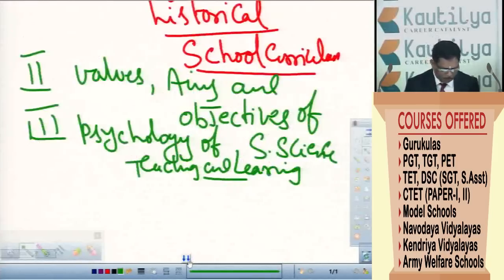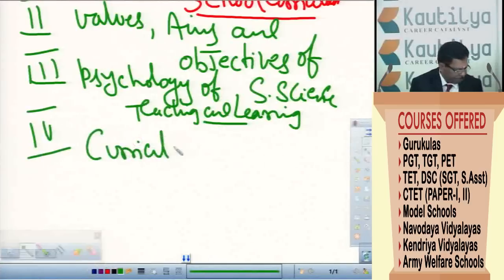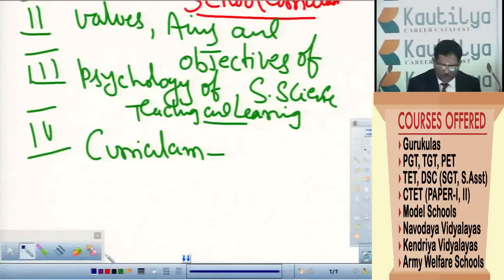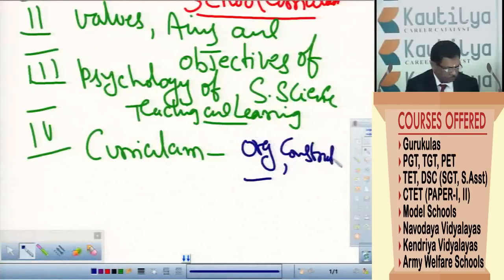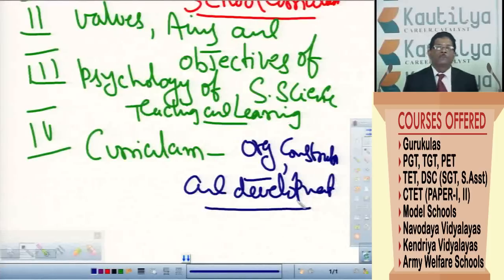Then, which is followed by the fourth unit, that is social sciences and its curriculum. Curriculum, its organization, construction and development. What is meant by curriculum? What are the different topics that should be inserted in teaching and learning social studies right from primary stage to higher secondary stage? What are the different principles which are related to the construction of curriculum? And how should we organize the concept of curriculum? And what about the history of the development of curriculum in the present scenario? These all are the important things in this unit, that is curriculum.